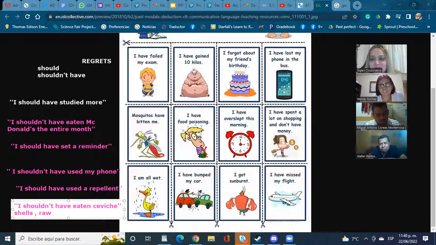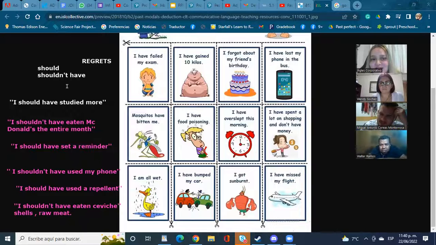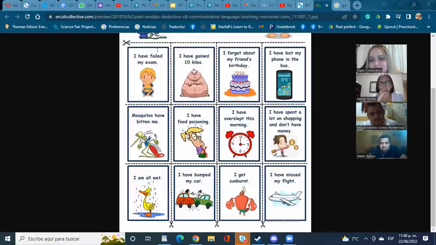Do you know the meaning of raw? Raw meat, carne cruda. That's going to give you food poisoning for sure. Raw is cruda, okay. The pronunciation is raw. Yeah. Okay, is this clear?